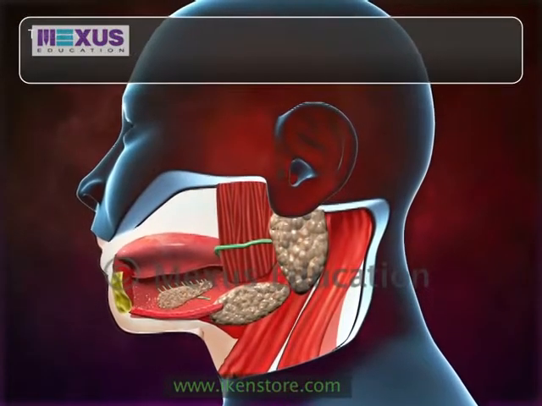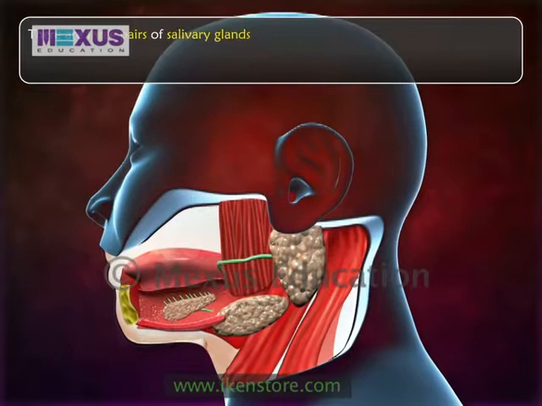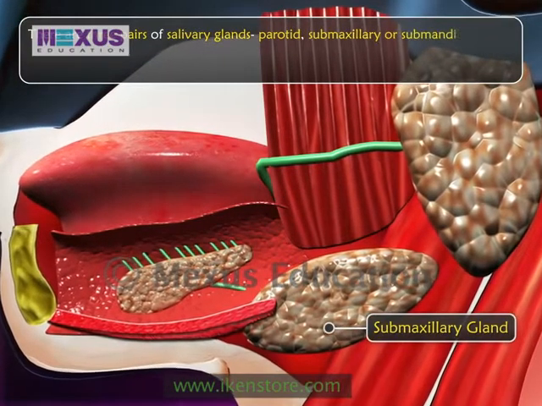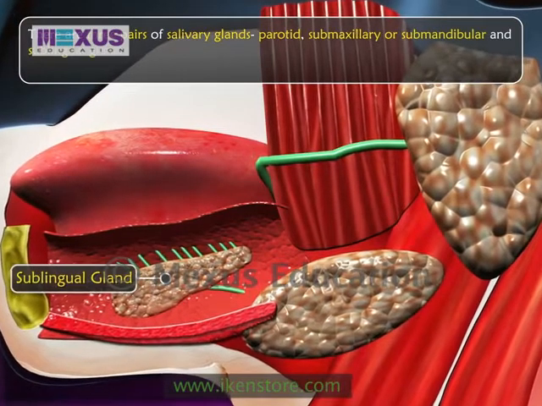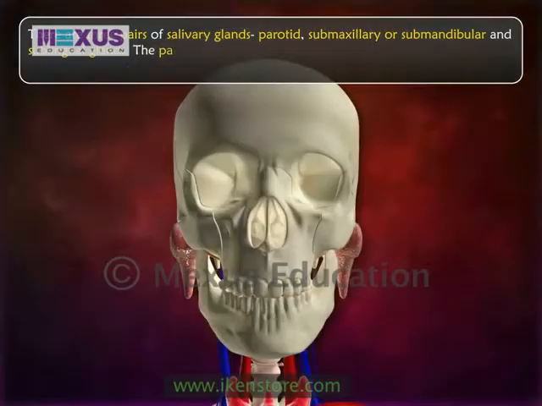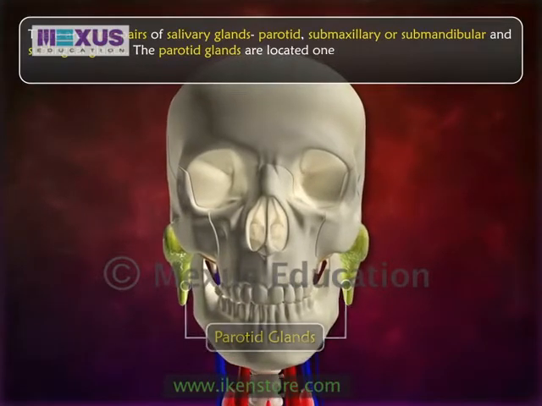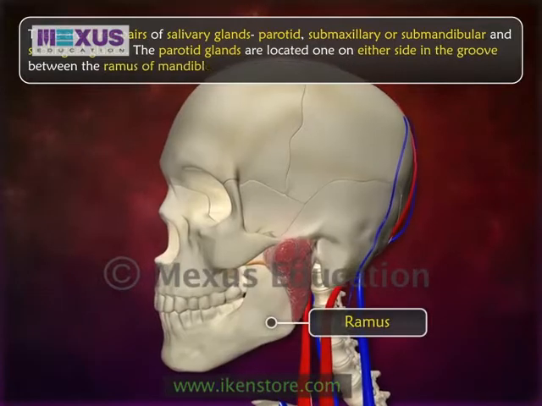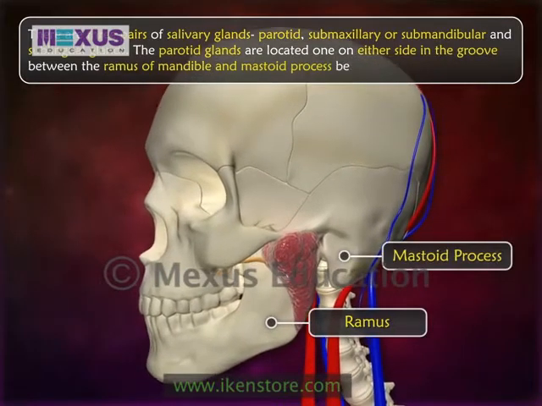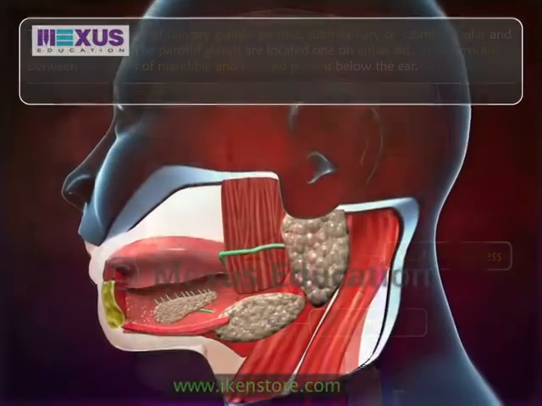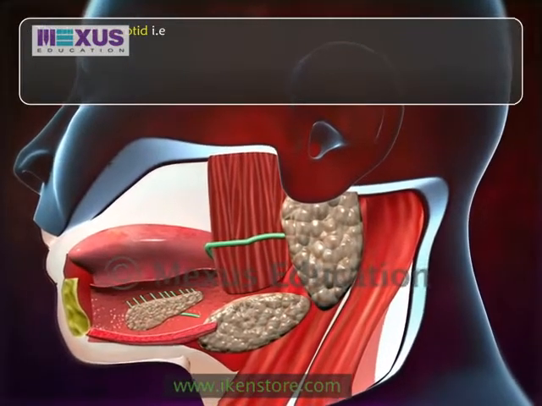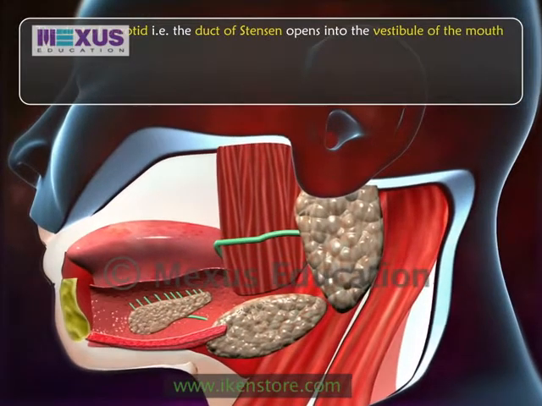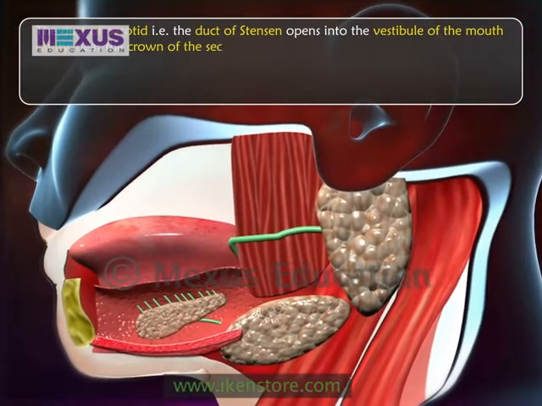There are three pairs of salivary glands: parotid, submaxillary or submandibular, and sublingual glands. The parotid glands are located one on either side in the groove between the ramus of mandible and mastoid process below the ear. The duct of parotid, that is, the duct of Stenson, opens into the vestibule of the mouth cavity near the crown of the second molar tooth.